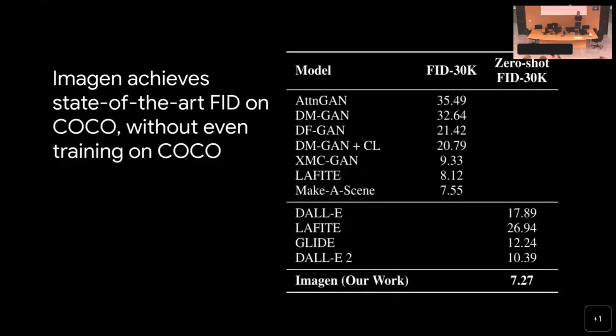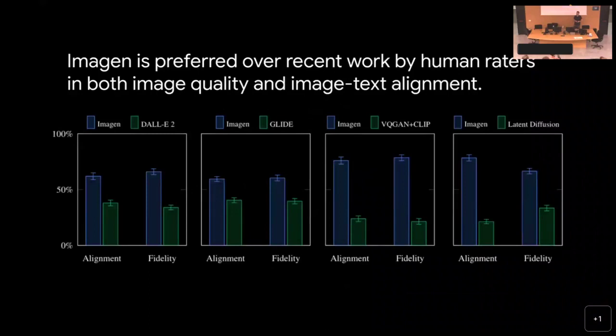We also find that Imagen achieves state of the art on COCO, even without training on COCO. COCO is a text to image data set, but it's quite small. So if you just train on that, you won't do very well. But what we find is that we don't even need to fine tune in order to get good results there. And then we also had human raters compare Imagen against some of these other models that we talked about before, and we find that generally Imagen is preferred.